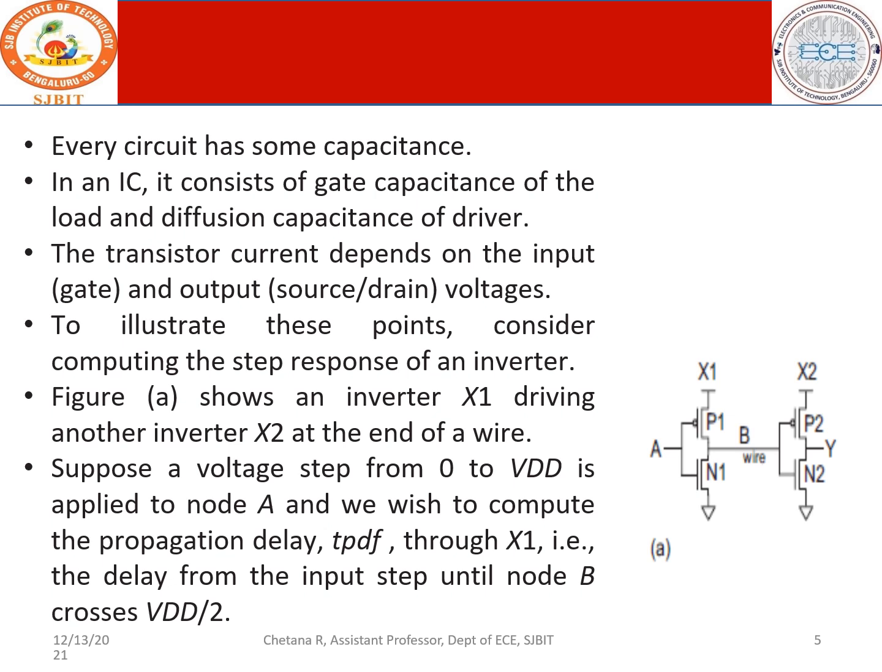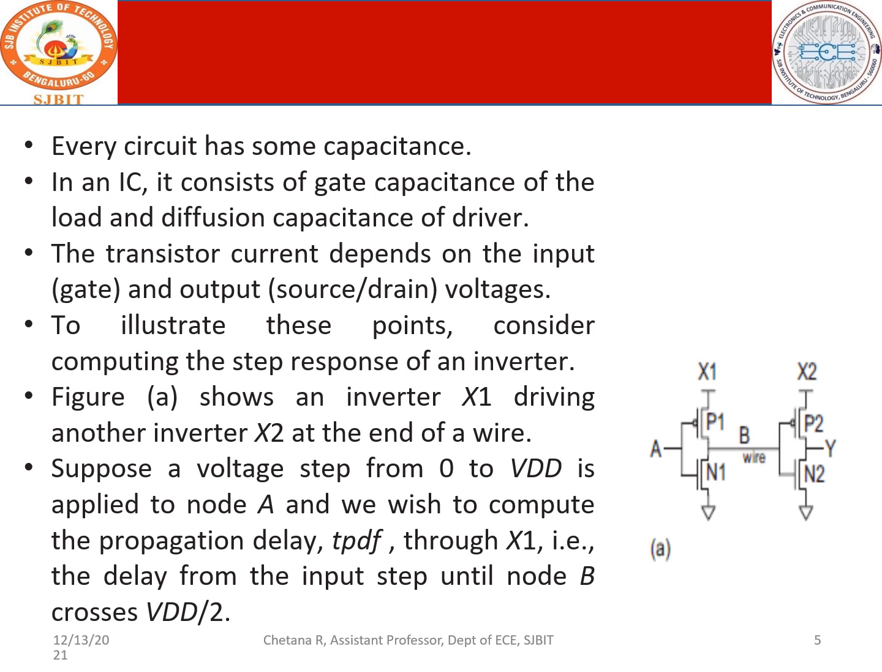Every circuit has some capacitance, which has already been mentioned, because our MOS is a layered structure. Every layer has a resistance and a capacitance. In between two layers there may be capacitances. So in an IC, it consists of the gate capacitance of the load and the diffusion capacitance of the driver. As I have told you, you have two stages. This is one part of the circuit, one inverter which acts as an input, and this acts as another inverter which acts as a load.